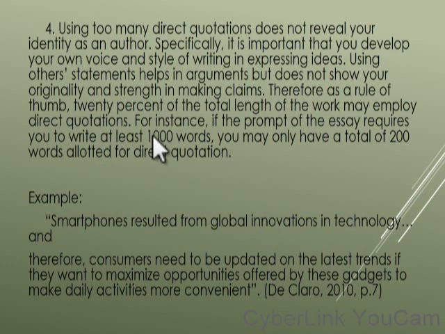For instance, if the prompt of the essay requires you to write at least 1,000 words, say for example, you may only have a total of 200 words allotted for direct quotation. Never write 100% of the exact words from the original author. It's too long to write the 1,000 words, right? It should be 20% only.